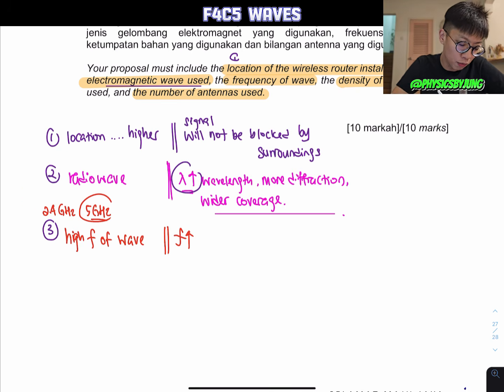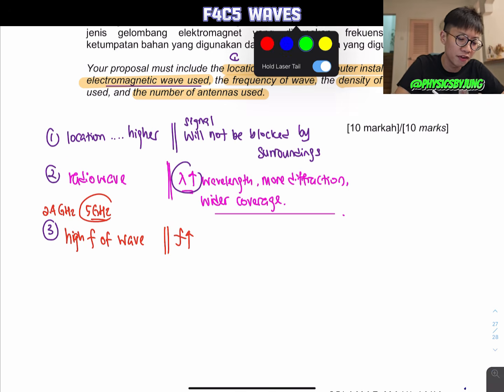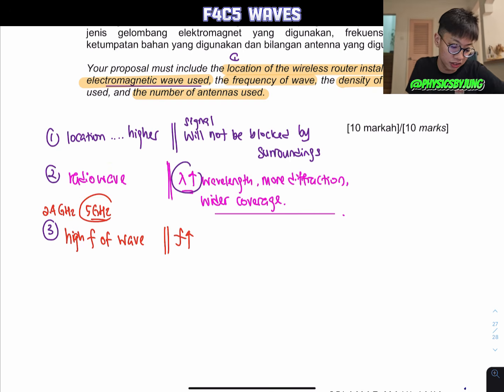Okay, the answer is we want to pick radio wave. So the family of radio wave. But in that radio wave family, we will pick the higher frequency, which is like maybe you want to choose the rich people gang, but you choose the poorest in the rich people gang. So it is still a radio wave, but in that radio wave family, it has the highest frequency, which is the 5 GHz.